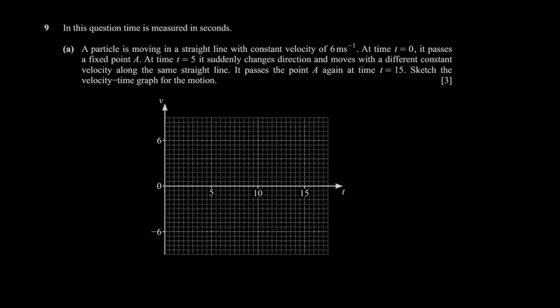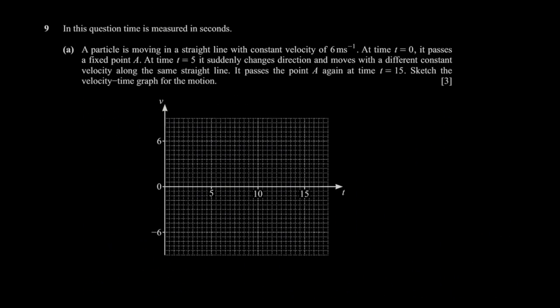So in effect, what do we know? We know that this particle is moving with a constant velocity of 6 for the first 5 seconds. So it's going to look like that. And then what displacement has it covered in that time? Well, it's going to be the area of this shape here, which is 6 times 5, which is 30. So the displacement there is 30.